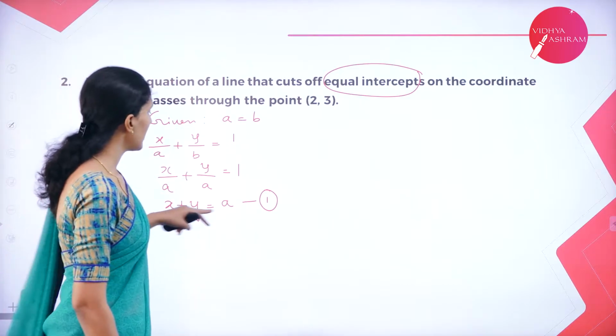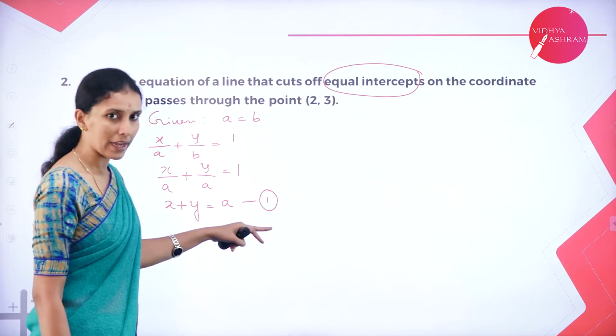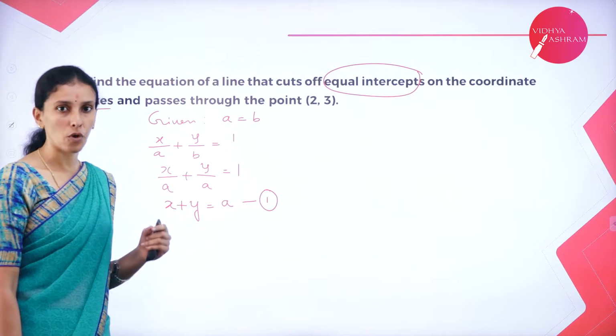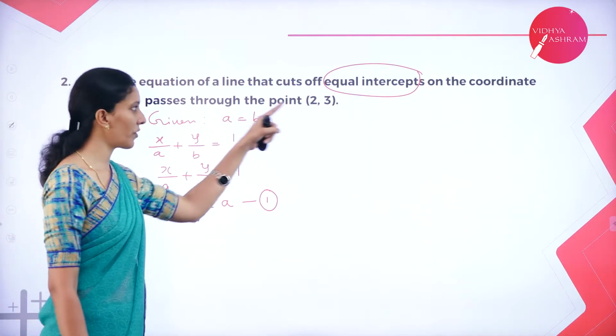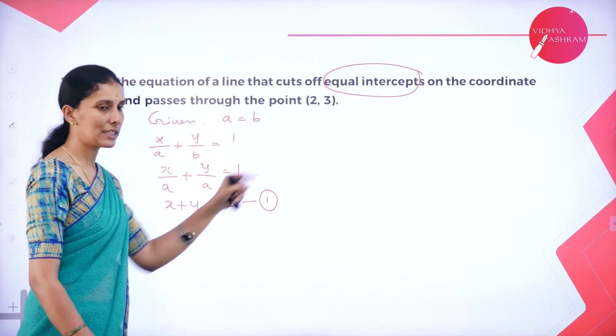Now since this equation or this line is passing through the point (2, 3), I can substitute the value of x as 2 and y as 3.